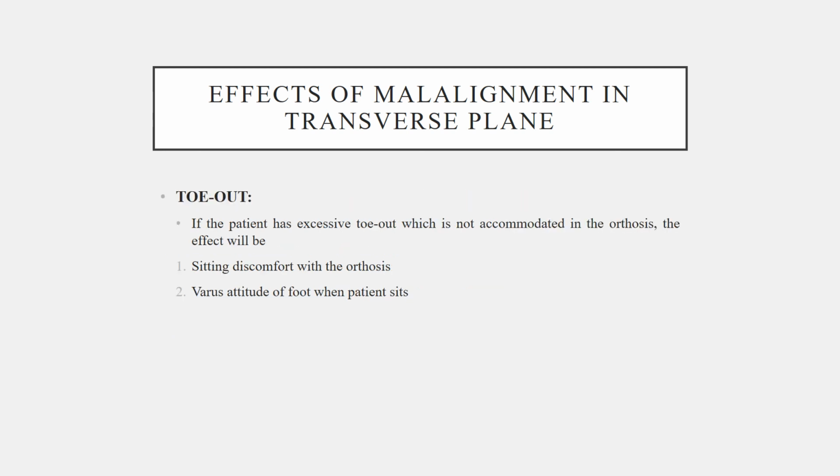Toe out. If the patient has excessive toe out which is not accommodated in the orthosis, the effects will be as follows. Sitting discomfort with the orthosis due to the external rotation of the whole orthosis, and various attitudes of the foot when the patient sits due to the compensatory motion of the subtalar joint.